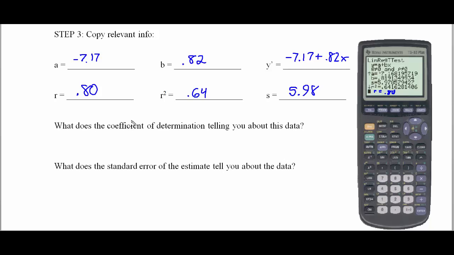So let's first of all start off by asking what this is asking, which is, what is the coefficient of determination telling you about this data? So there is your coefficient of determination. Well, this is saying that 64% of the dependent variable, in this case the revenue, 64% of the revenue is affected by the amount of employees.